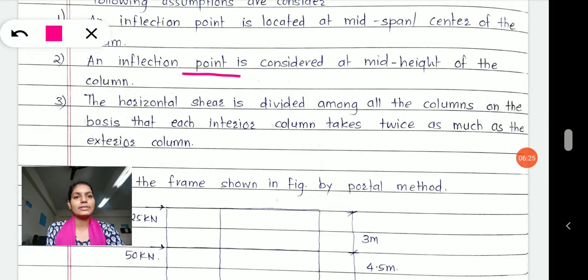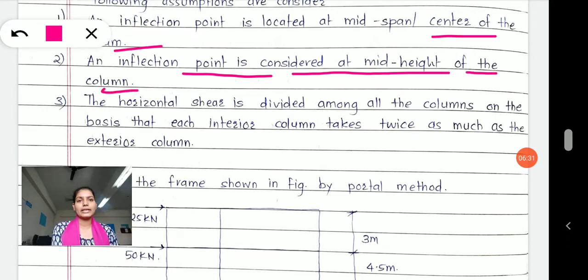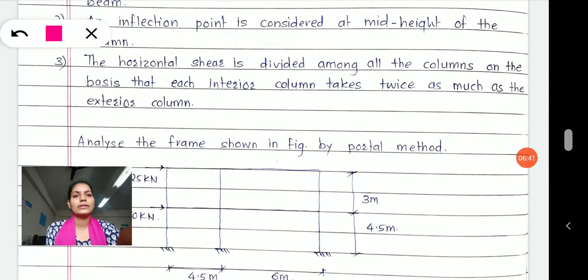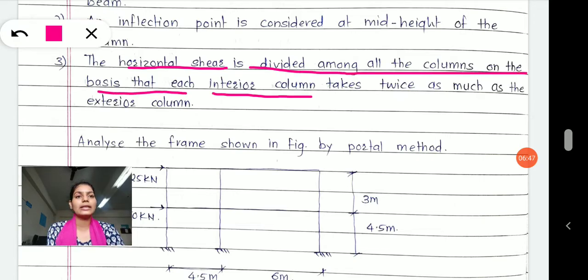An inflection point is considered at mid height of the column and at the center of B. Clear? The horizontal shear is divided among all the columns on the basis that each interior column takes twice as much as the exterior columns.